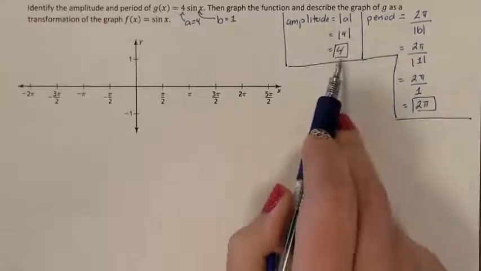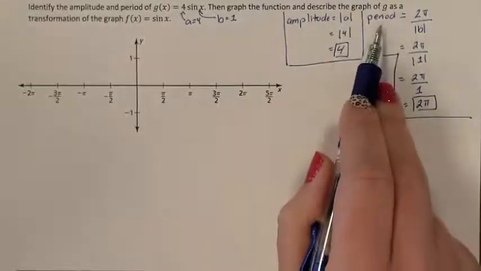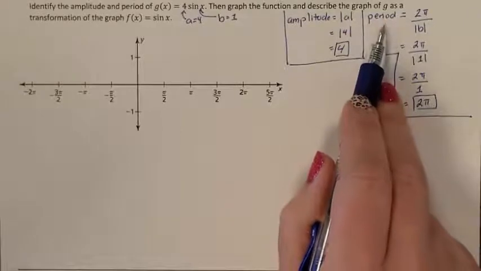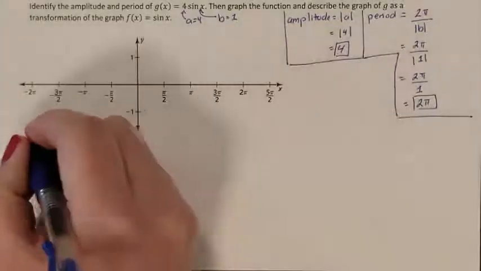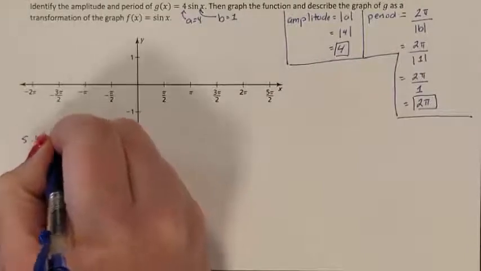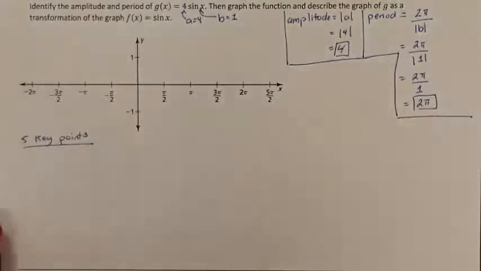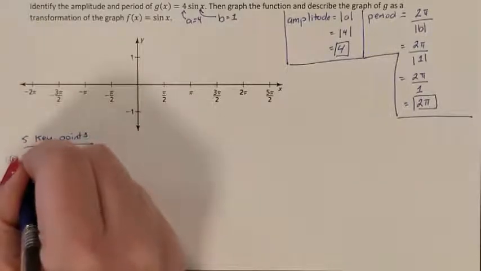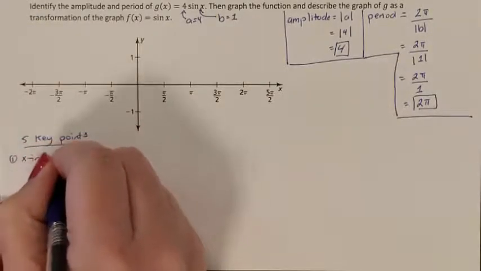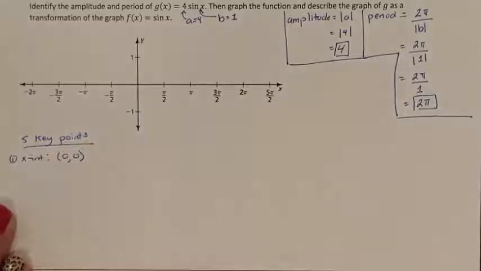So my amplitude tells me how high I'm going to go. Period tells me how long a single repeat segment is going to go. So the entire segment is going to be 2 pi long. Then we have our 5 points that we need to find. So we have 5 key points. Those 5 key points in our sine, the first was your x-intercept. Your first x-intercept was at the coordinate point 0, 0.